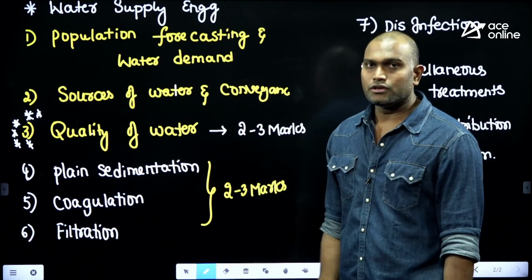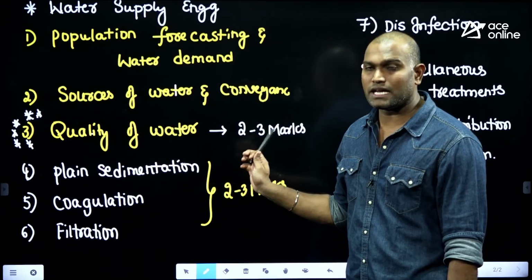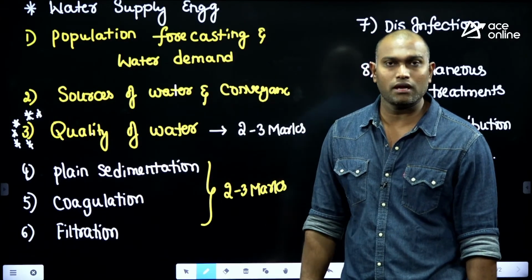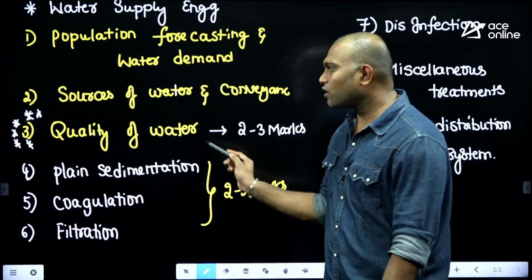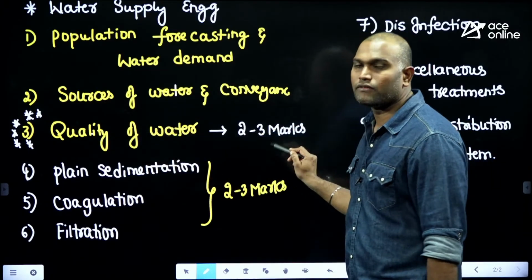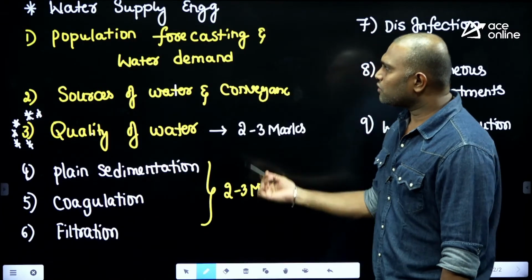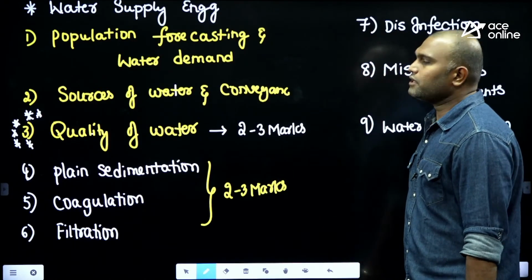These are must-read chapters. One must read them if you want to get very good marks from environmental engineering. And I say out of this also, quality of water is very important. Okay, so this is about water supply engineering.